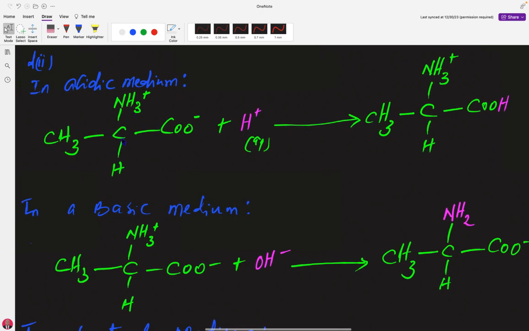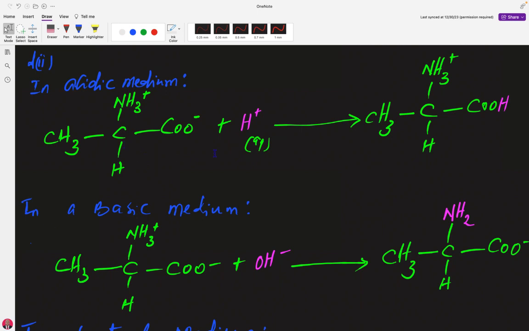that zwitter ion, how is it going to act? This is a neutral compound because this positive and this negative will cancel out. This is acting as a buffer solution. A zwitter ion is like a buffer. In a buffer solution, on addition of a small amount of acid or base, nothing changes the pH. So see what is happening here. It's acting like a buffer.